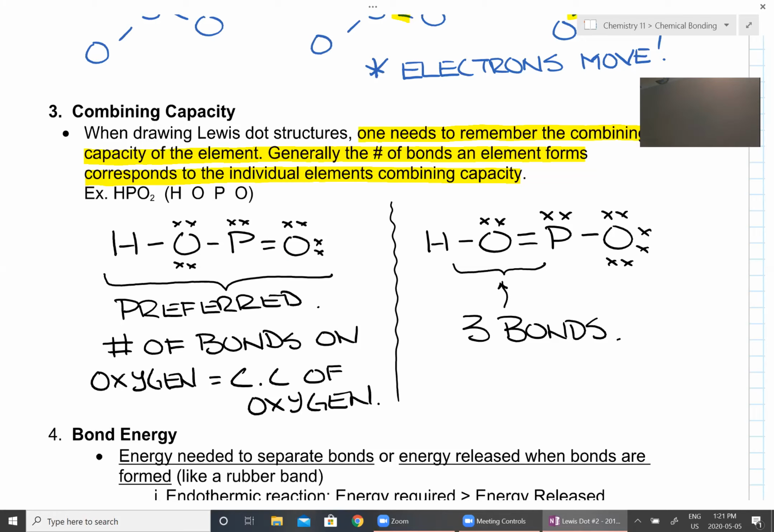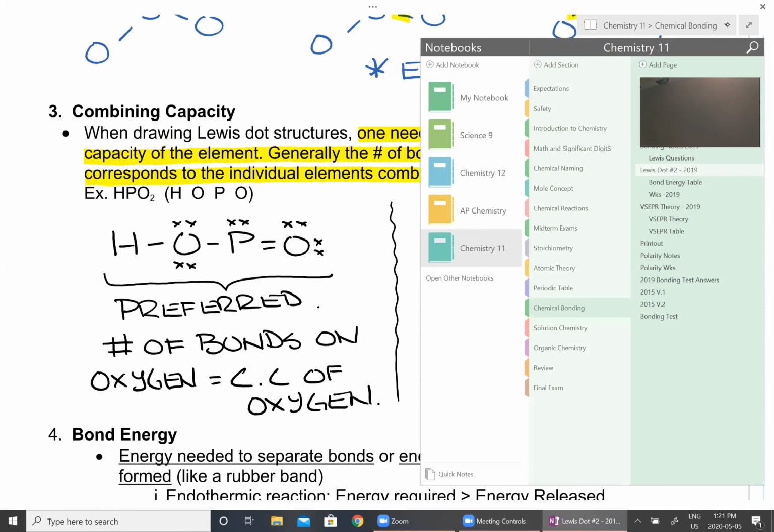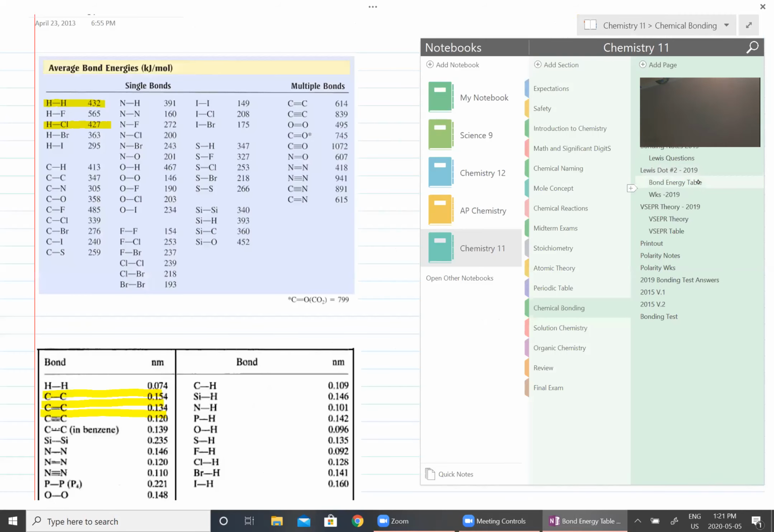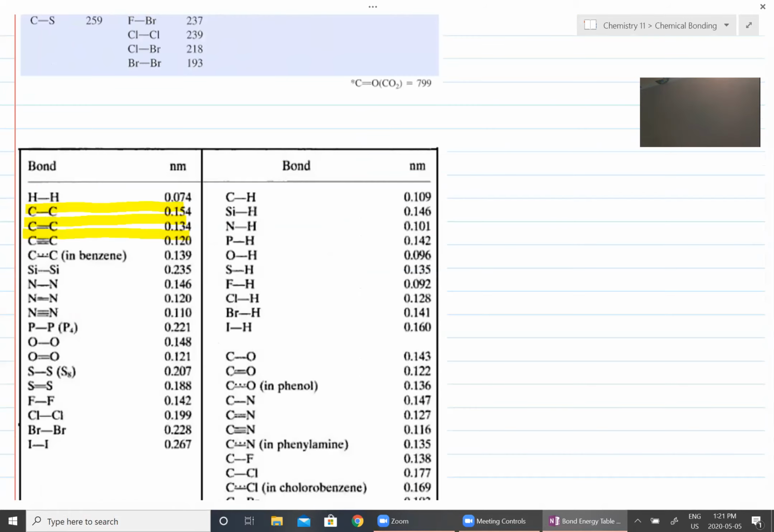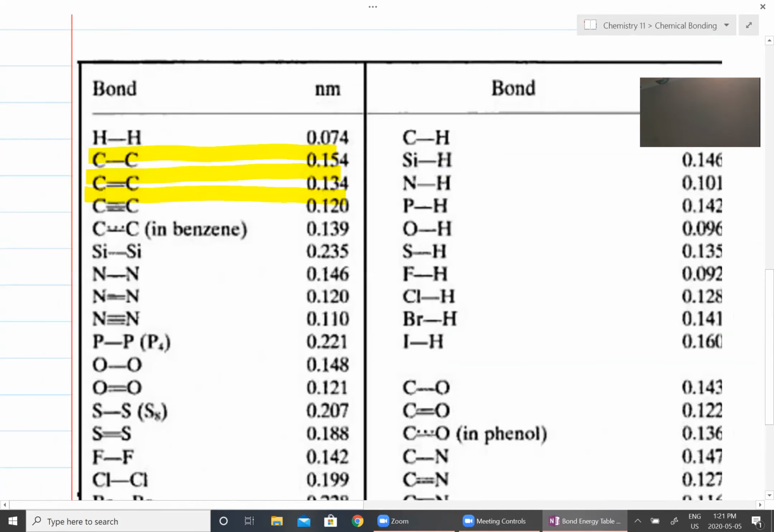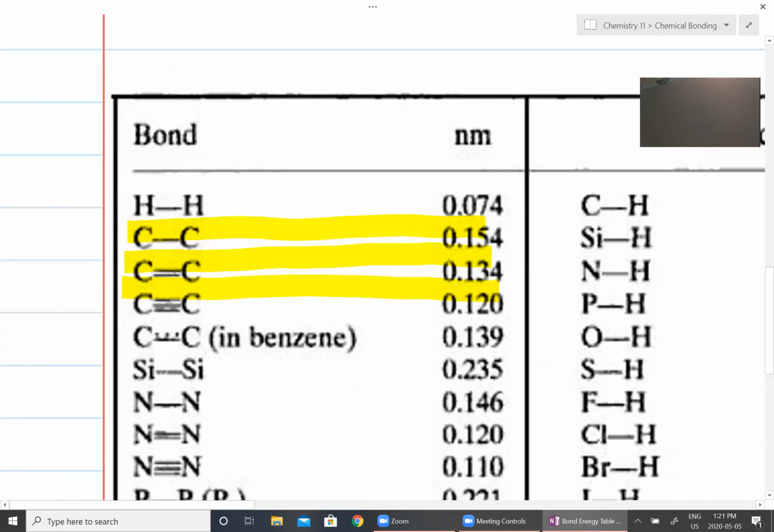Now, one thing about double bonds versus single bonds is this. If we were to look at the distance of the bonds, what happens is here, if you have a single versus a double versus a triple bond, you will notice that the more bonds they have, the closer the atoms are to each other, okay? So what happens is, why?